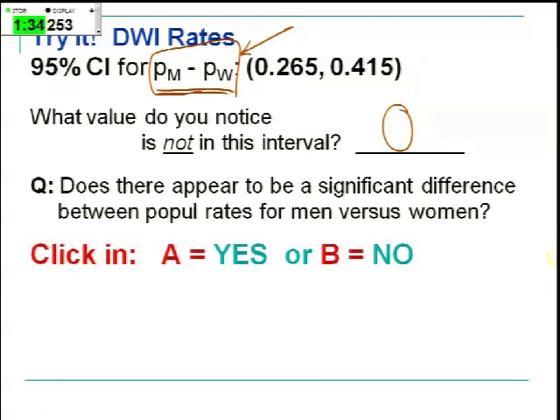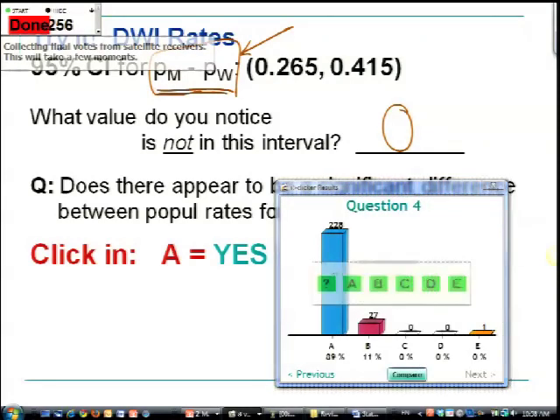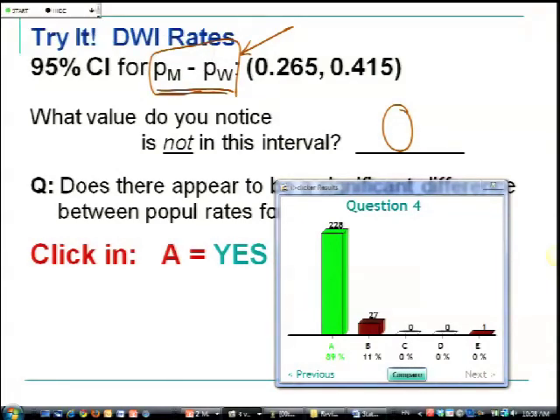All right, let's see what your answers are. Ready? Last couple answers coming in. Yes, there's a difference. If there wasn't a difference, then what should be in that interval? Zero. And if zero were there, then it tells you P1 minus P2 could be zero. So there is a possibility of no difference. But when your interval completely does not include zero, then you would estimate there is a difference. In particular, it's completely above zero, so it looks like the rate for men is higher than the rate for women.